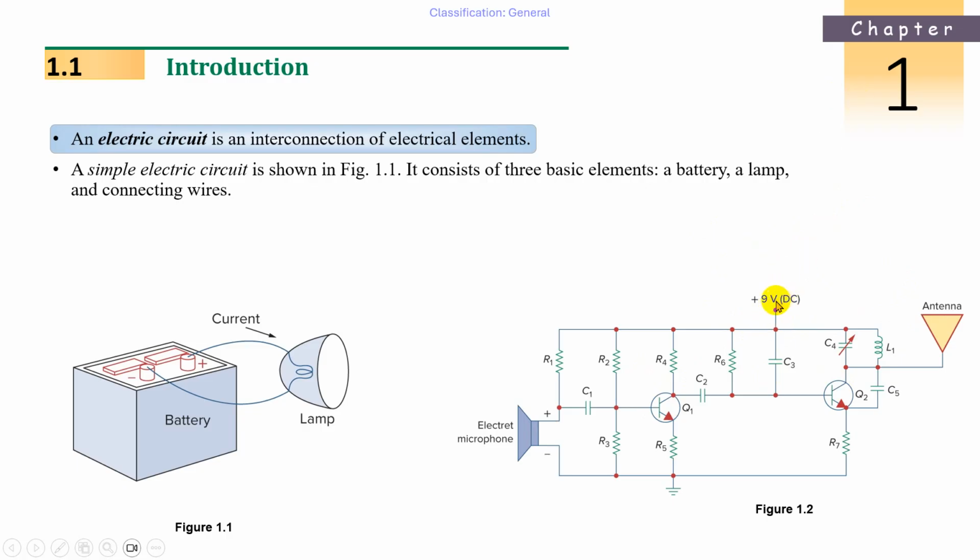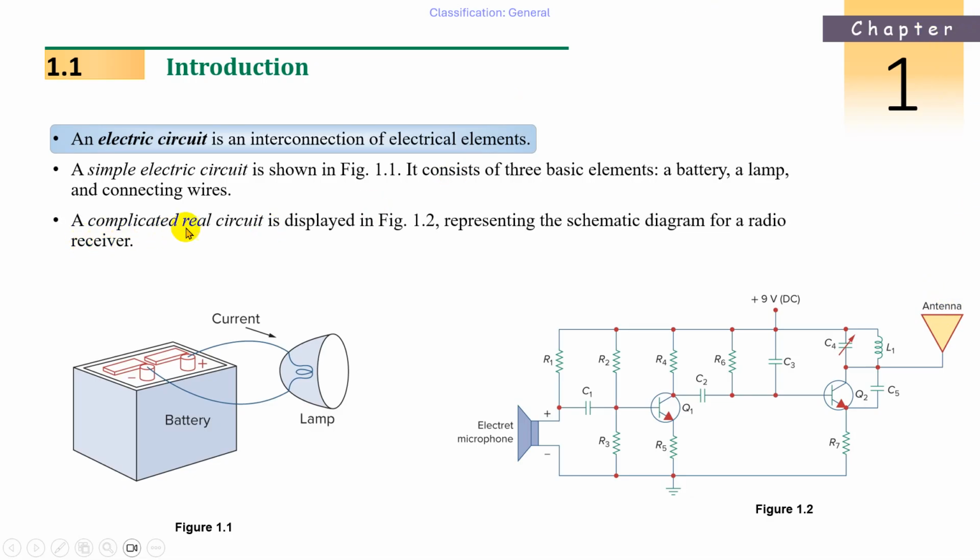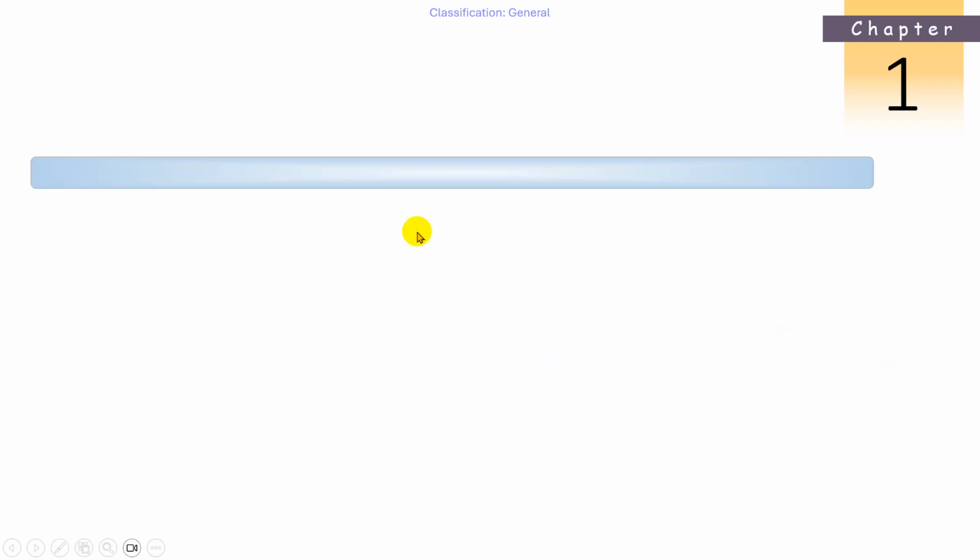Here we give the DC supply of a 9 volt battery. Here is the antenna, from where we catch the signal. So this is a complex circuit. A complicated real circuit is displayed in this figure, representing the schematic diagram of a radio receiver. We have a big radio receiver at home, right? We get the news, we get the Quran. That is the main circuit.